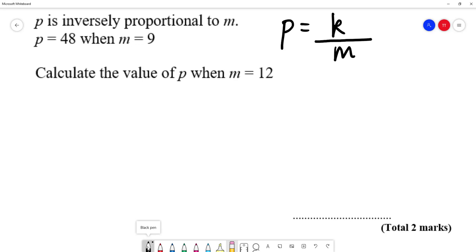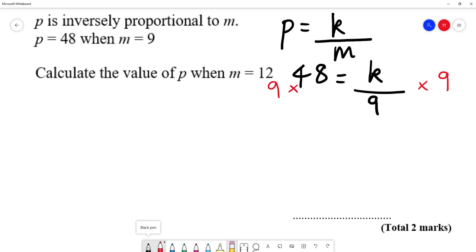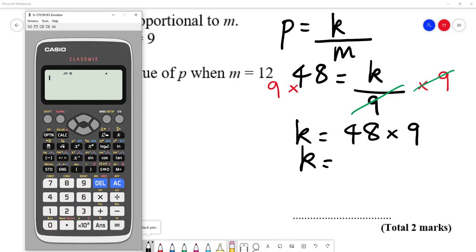Then we substitute the values given to us. P is 48. We don't know K, but M is 9. Remember in algebra, if you want to get rid of a divide, we do the opposite. So we times both sides by 9. They cancel out. So we get K is 48 times 9. And then we can type that in, 48 times 9 here. 432.